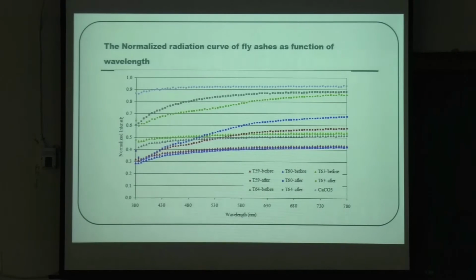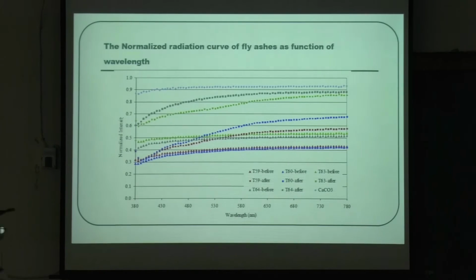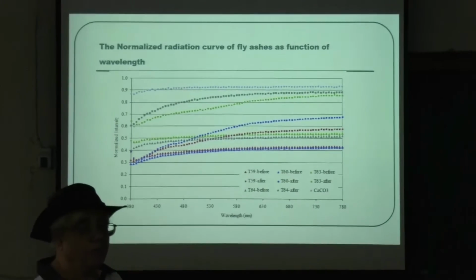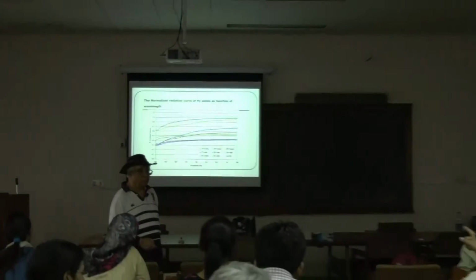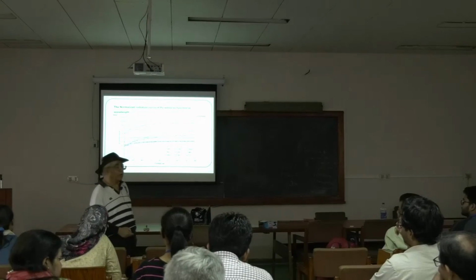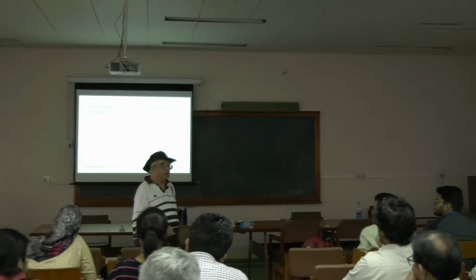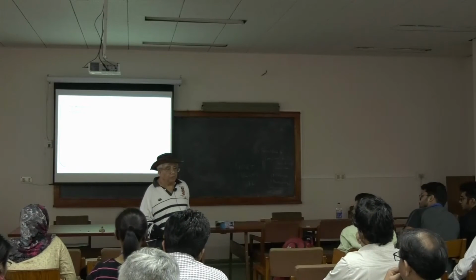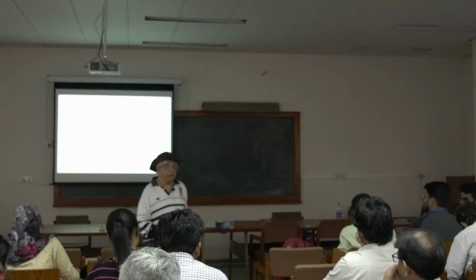So in the earlier slide you mentioned that barium sulfate is the standard for whiteness. Here you are using carbonate. Okay, because calcium carbonate is normally used in all polymers as a filler. And that is the whitening agent also, calcium carbonate.